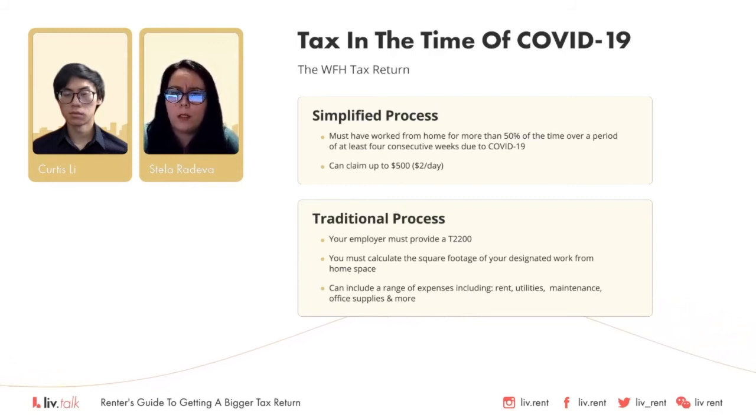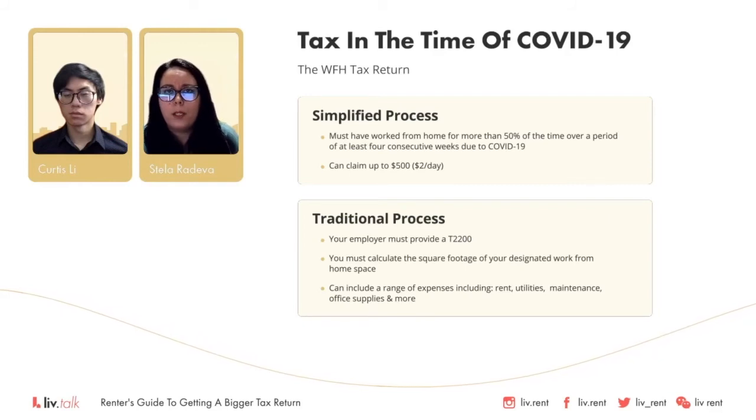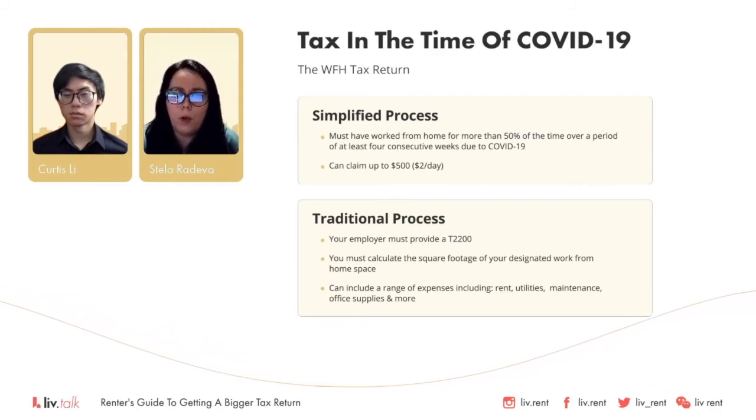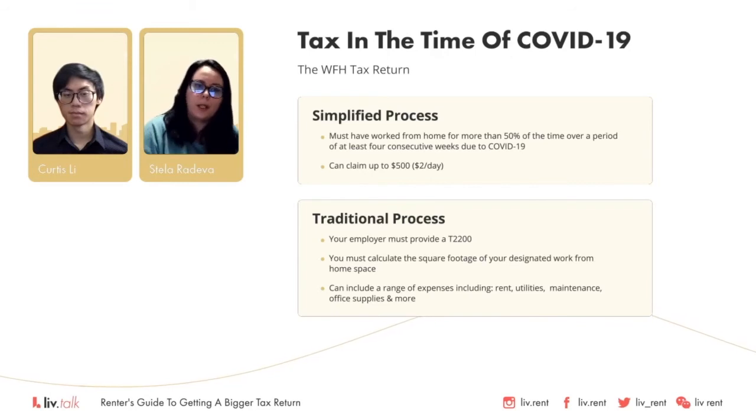As opposed to that, we have the traditional detailed process where you can include a different range of expenses, like a portion of your rent, of course, your Wi-Fi, heat, supplies, and here you can claim more than 500 in tax relief, but you will need to have your employer's approval for this. Your employer will need to prepare a form called T2200 or T2200S, and the employer should also sign the form. You need to enclose this with your tax return.